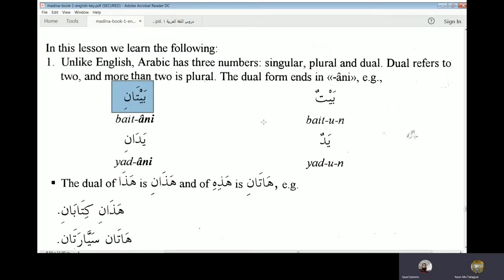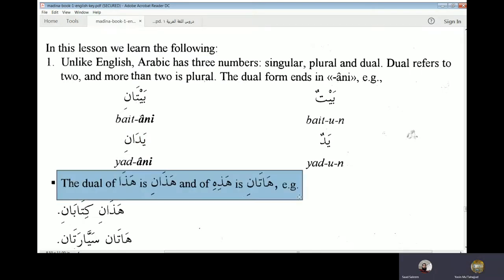So we have baytani. What is the meaning of baytani? Baytani would be two houses. Yes, two houses. Good. Baytun is a house, right? A house. Good. Yadun is a hand, and yadani is two hands. Good.